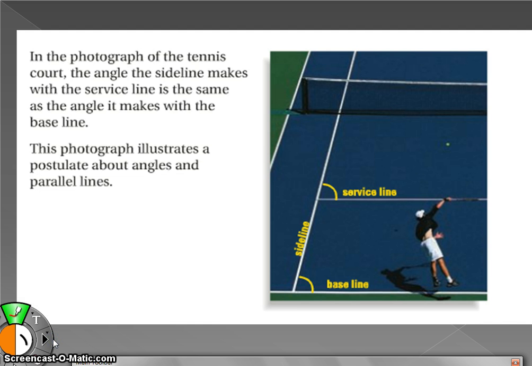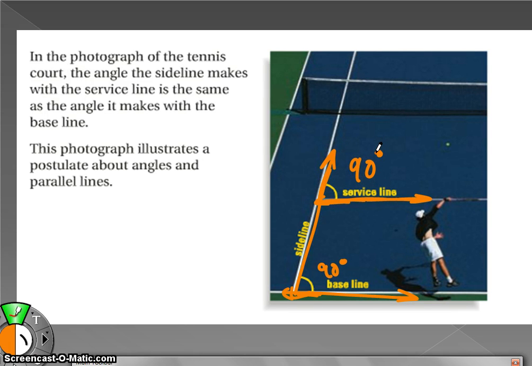So here is a tennis court. If you know anything about tennis, there's something particular about the sideline and the baseline. Hopefully you know from what you've seen that that is actually 90 degrees. Okay. Now what do you know about this baseline right here and the service line? Hopefully you're saying in your head, well, they're parallel. And also, you should probably know that this service line and this sideline right here make a 90-degree angle.